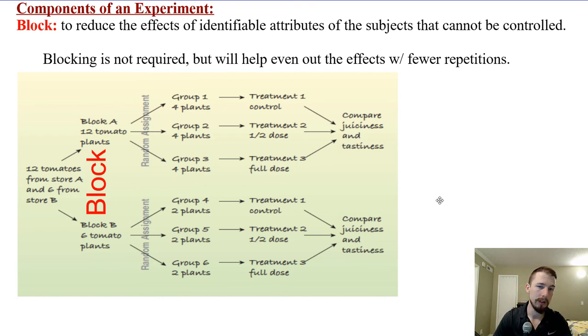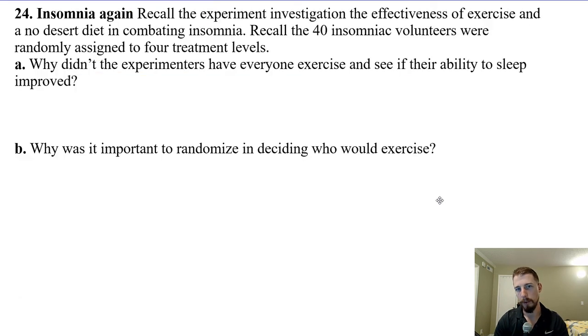Blocking. So blocking is to reduce the effects of identifiable attributes of the subjects that cannot be controlled. So outside sources of variation, we want to make sure that we control the factors that we're not actually interested in, but then we block by anything that we think might be leading to more variation. Like if we think small dogs, for instance, are going to struggle more than big dogs. If we mix the small and the big dogs, groups that had more small dogs would show worse. And so we want to go ahead and block it and do separate experiments or parallel experiments with both types.